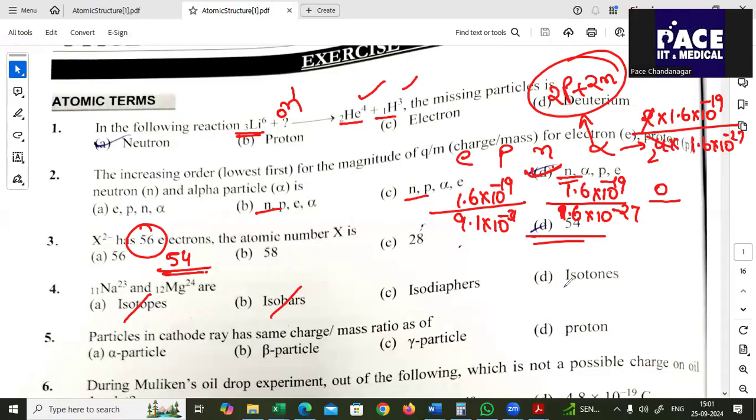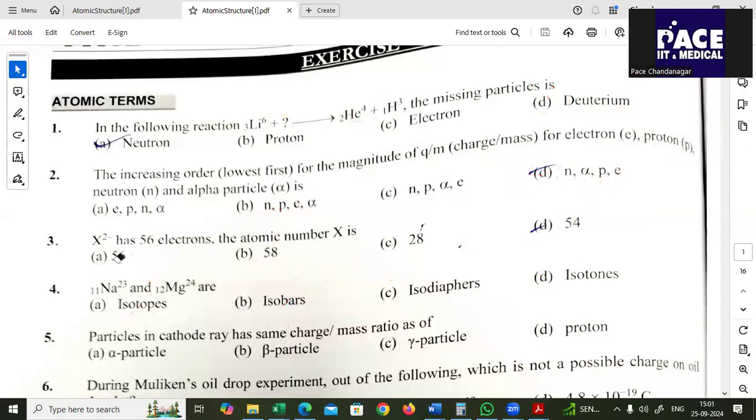Then you have isotones. Let us check if they are isotones. Neutrons for sodium and neutrons for magnesium. Neutrons for sodium is 23 minus 11, which is 12, and 24 minus 12, which is again 12. So therefore they are isotones. Isotones will have the same neutron number. Okay. And now going up with the next question.